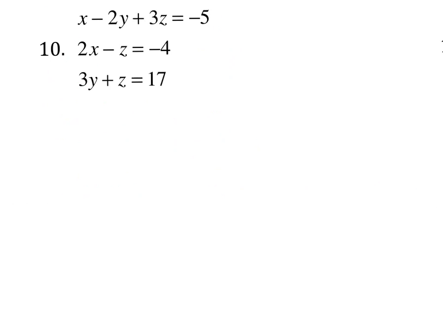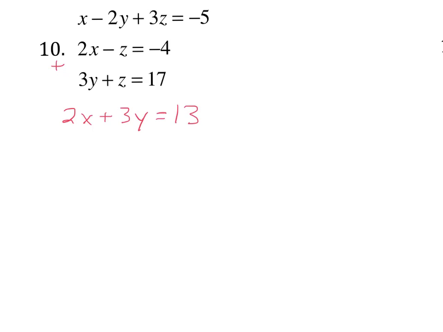For numbers 10 and 11, we have a system of 3 equations with 3 variables. So the goal is to first eliminate a variable twice. So we have just 2 equations with 2 variables. So it looks like it would be fairly easy to eliminate the z's. So I'm going to add the second and third equation together. So the z's will cancel out. So that will give me 2x plus 3y equals 13.